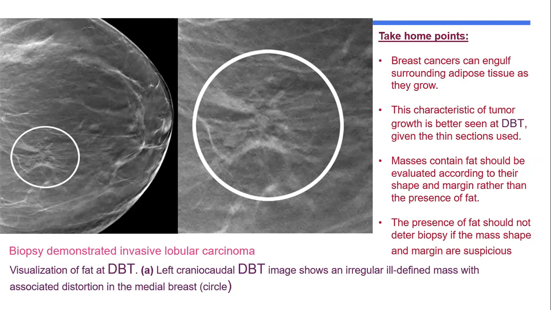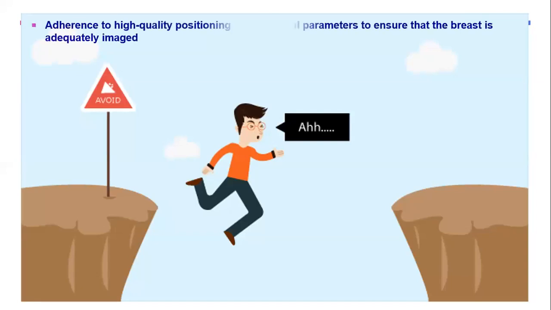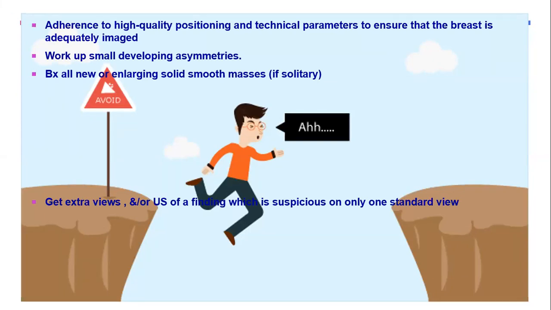Now we went through all the factors as a reader or observer to overcome this and to avoid falling down. We have to adhere to ensure that the breast is adequately imaged, and we have to work up small developing asymmetries. We have to biopsy all new or enlarged solid masses if solitary. We have to get extra views and or ultrasound of a finding which is suspicious on only one standard view.